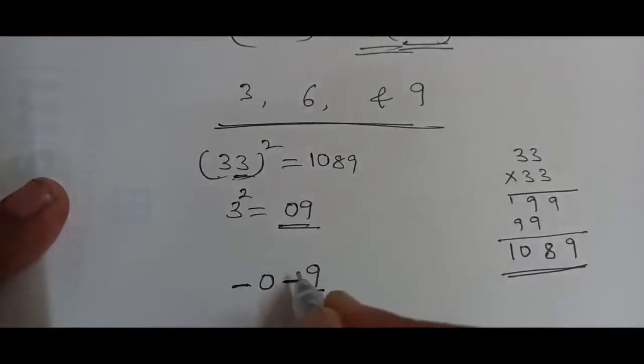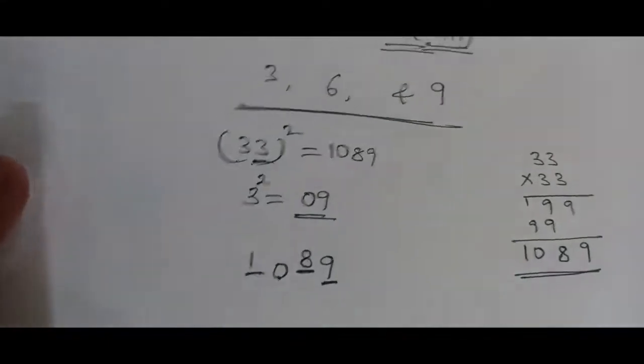Next, reduce this 9 with 1. So what is the answer? It is 8, no? Write 8 here. From here, increase 1 digit. So 0 plus 1 becomes 1. So the answer is 1089.